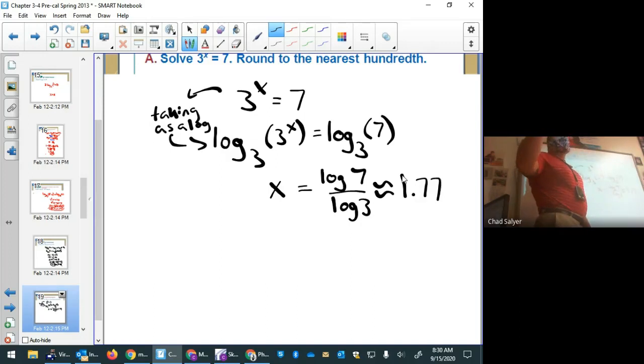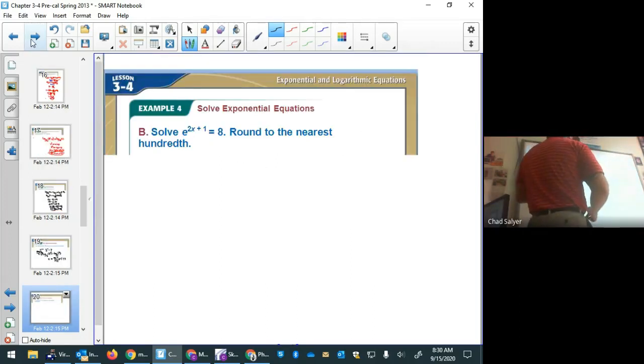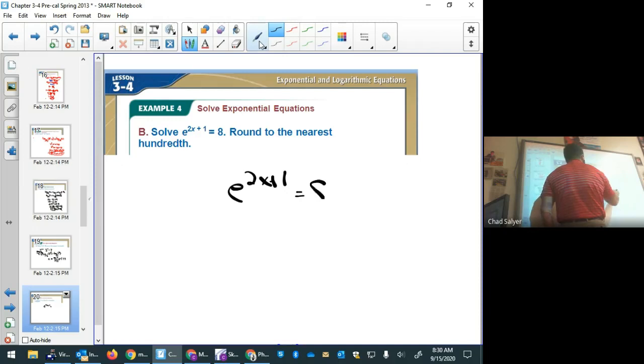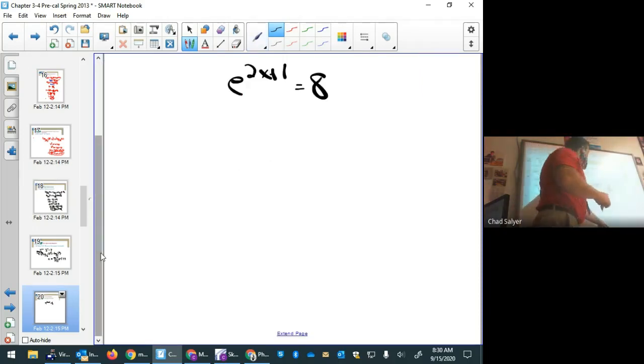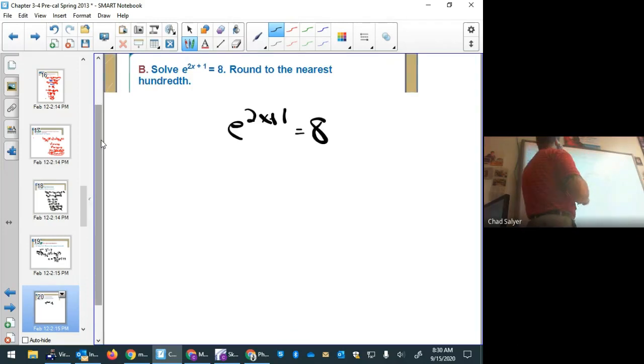All right, questions before we continue? Okay. So e to the 2x plus 1 equals 8. Once again, I need to use a logarithm, take both sides as the argument of a logarithm.